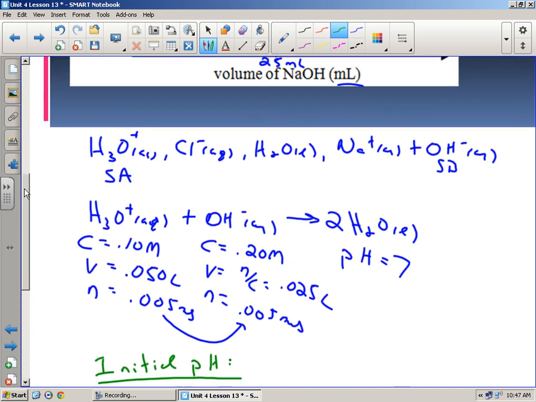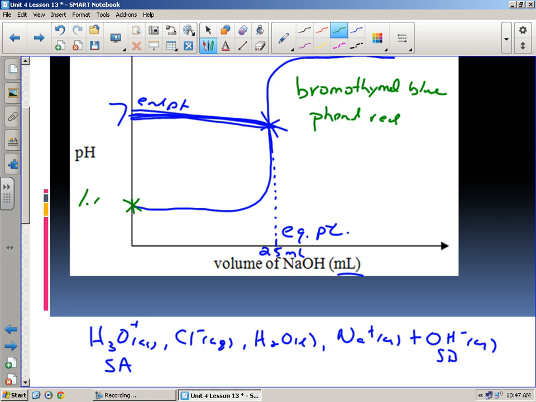But if you go back up to here, that would be a pH 1 solution that you start with. Then you'd start adding hydroxide until you get to that magical point where the H3O plus and the hydroxide are in that perfect 1-to-1 relationship. That makes water. It doesn't matter how many moles, but you get water. Pure water has a pH of 7, so that's our endpoint, our equivalence point. It would take 25 milliliters to do that.